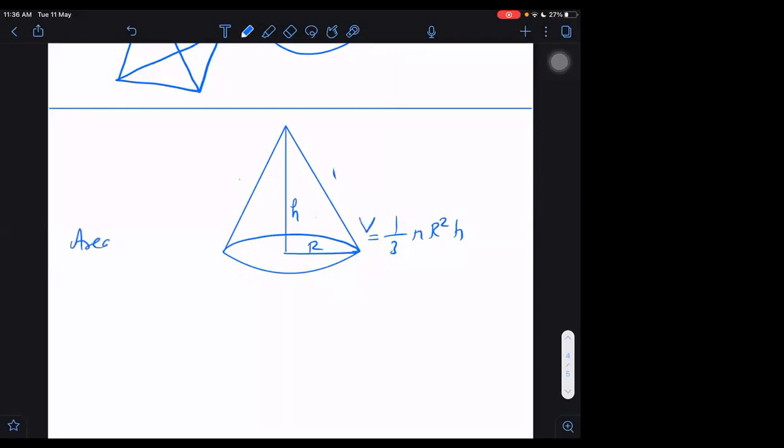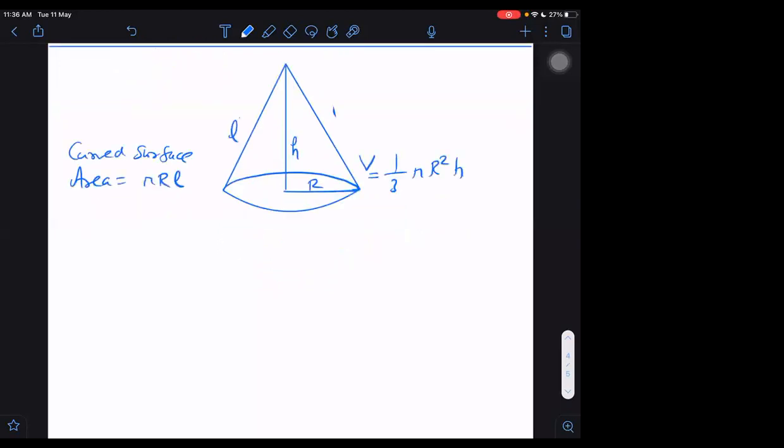And the curved surface area will be pi r l. What is the volume of a frustum?